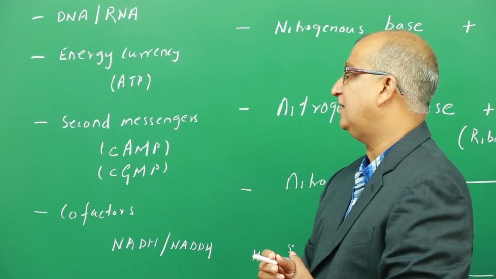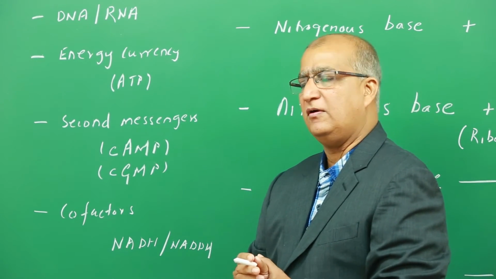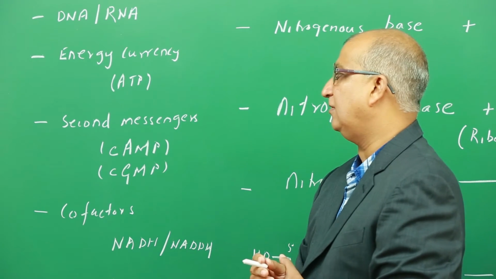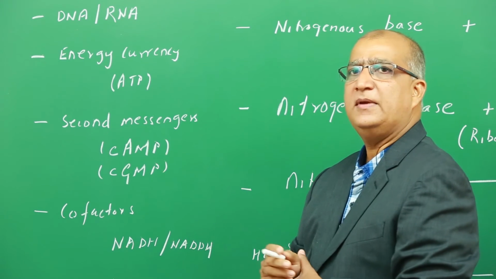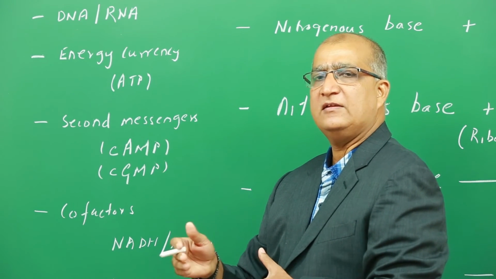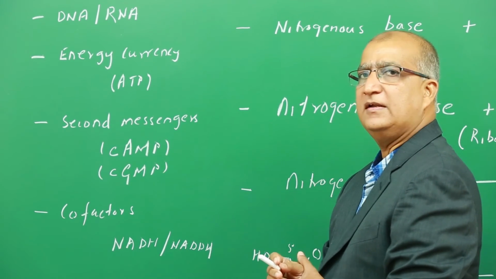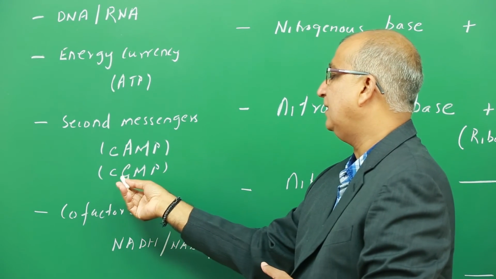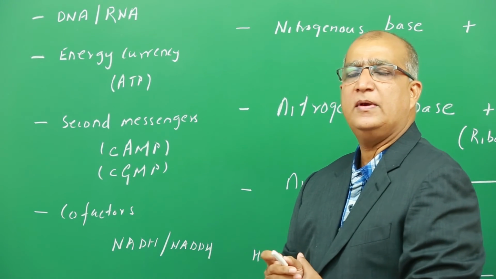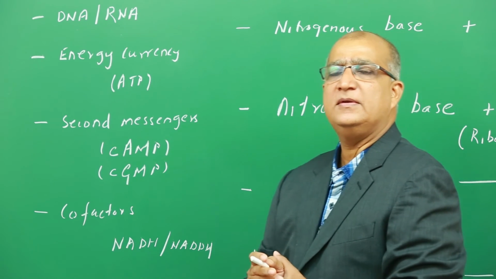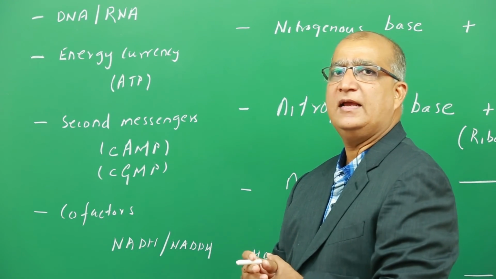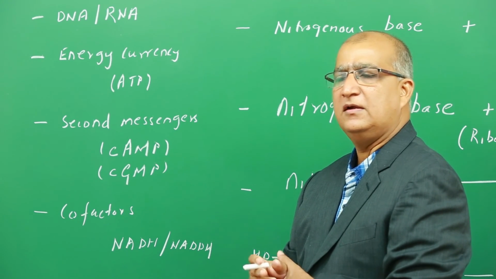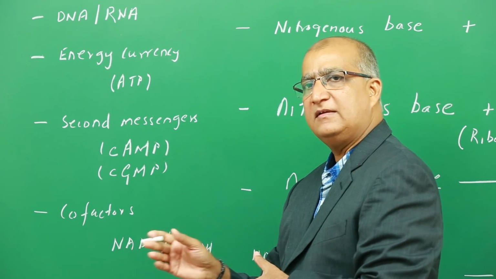Another biological role of these nucleic acids or nucleotides is that they are also second messengers in many of the information transfer pathways. For example, cyclic AMP and cyclic GMP are well-known second messengers which allow the signals due to binding of, say, ligands and hormones or receptors to be passed on to the inside of the cell.